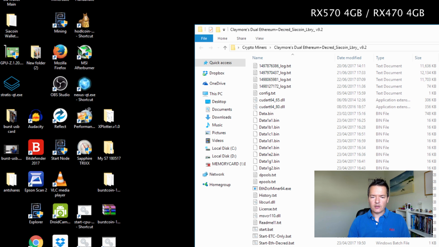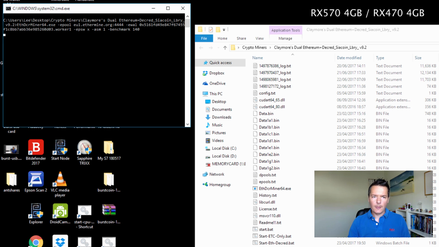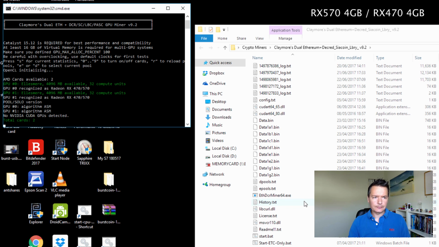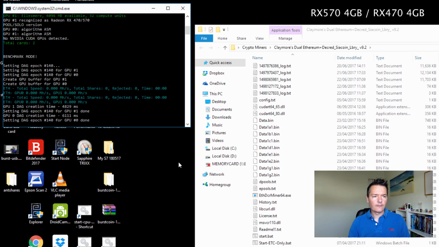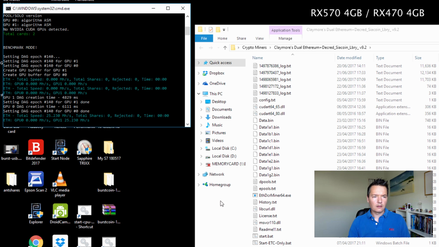So let's run the miner again for epoch 140, and we'll see what results we get. You see it says benchmark mode, setting DAG for epoch 140, and I'll just give it a few minutes to run and stabilize.